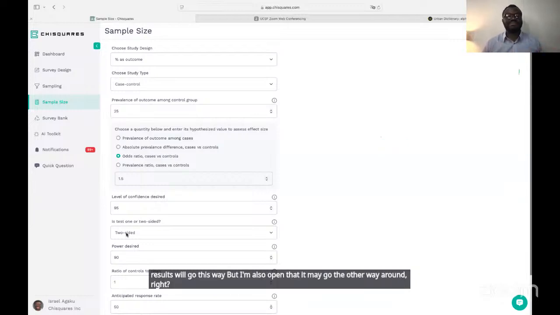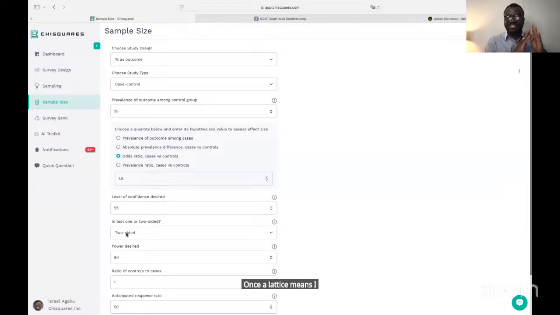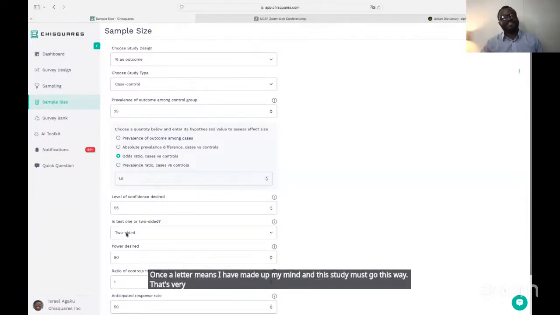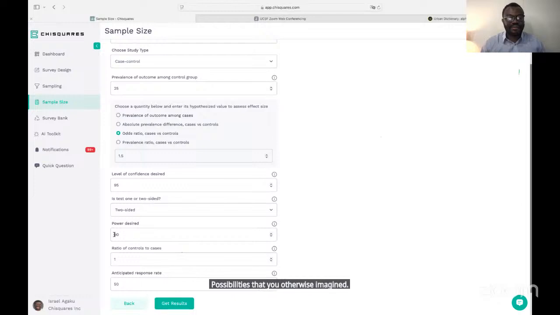A one-sided test means I have made up my mind, and this study must go this way. That's a very unhelpful way of looking at research, or even looking at life in general. You have to be open to options or open to possibilities that you otherwise had not imagined. Then you have power here. Power, remember, is 1 minus beta.